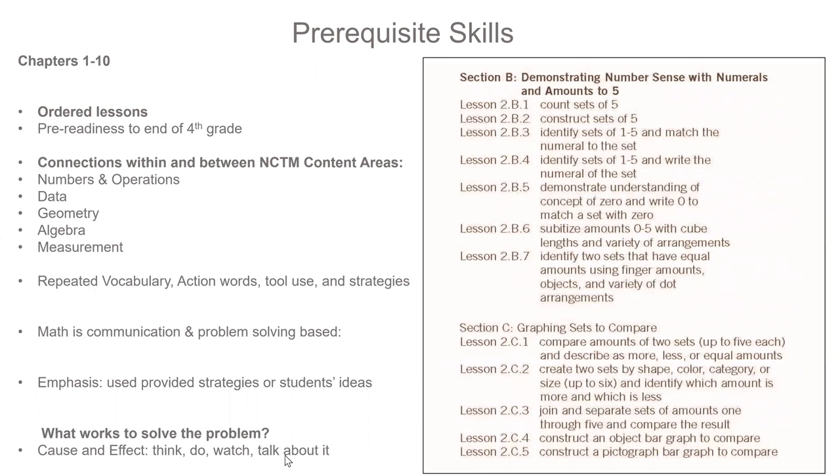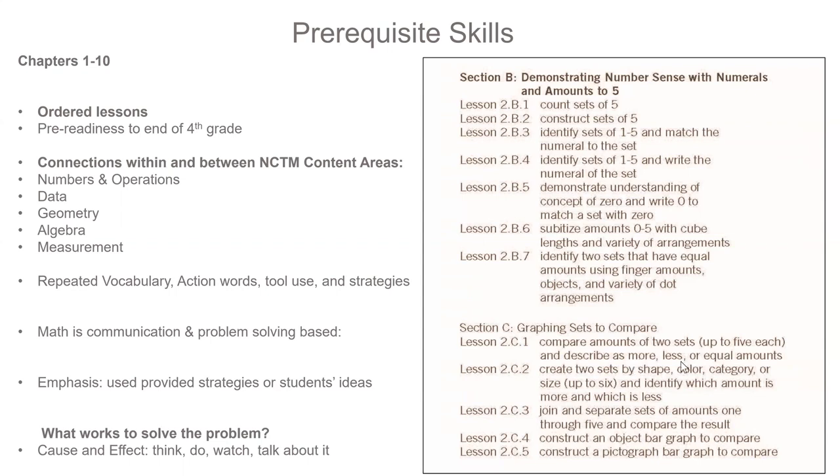In looking at Chapter 2, Section B, I see that Section B is about demonstrating number sense with numerals and amounts to 5. So essentially, students are learning about amounts to 5 from 0 to 5 throughout, and then towards the end are subitizing amounts and also beginning to learn about equal amounts. So after this section, students move on to graphing sets to compare. So we're taking the idea of comparison that has been started in section 2B and continuing it here.